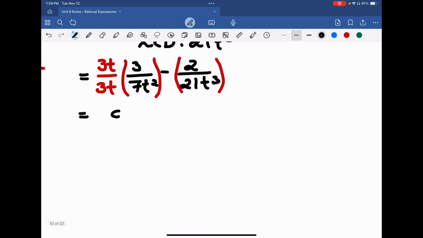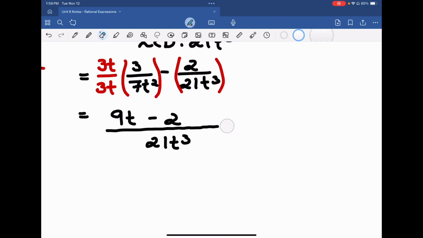So this is going to be equal to, below, 3 times 3, which is 9. The t goes with it, divided by, remember, as soon as we know this is the lowest common denominator, the LCD, I'm just going to write it as one fraction. So this is 21t cubed. In the second fraction, we didn't multiply anything to the 2, so this will just become minus 2.